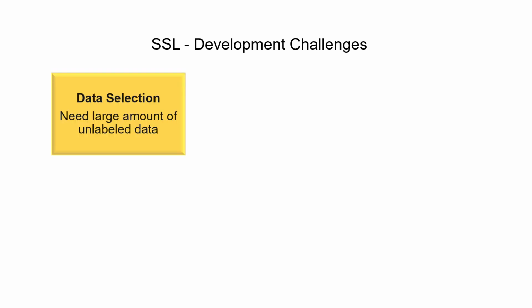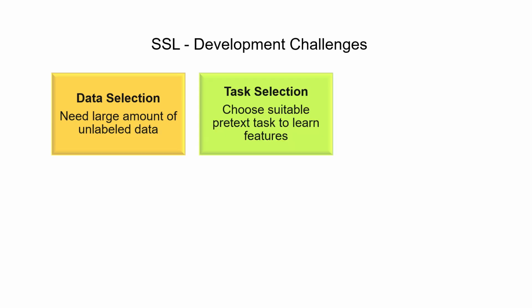Self-supervised development challenges. First, data selection. Need large amount of unlabeled data. Even though unlabeled data is almost readily available, collecting and preparing unlabeled data set for the given requirement can sometimes be time consuming. Next, task selection. Choose suitable pretext task to learn features. Tasks should encourage the model to learn features that can be transferred to downstream tasks like the masked task, image classification examples which we saw in previous slides.